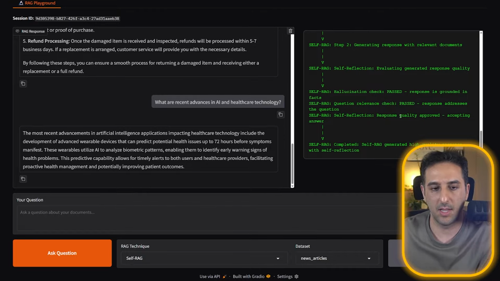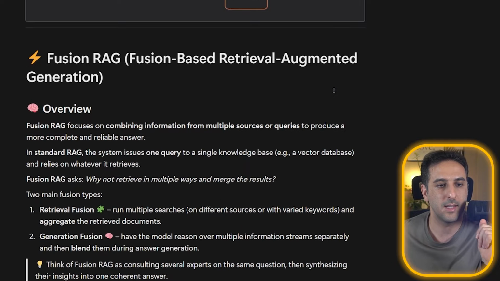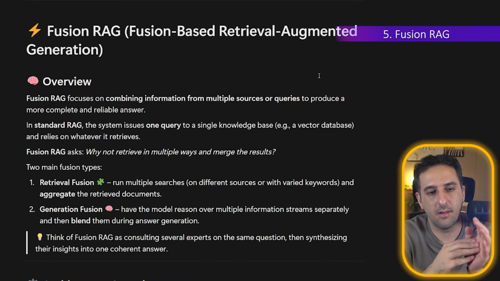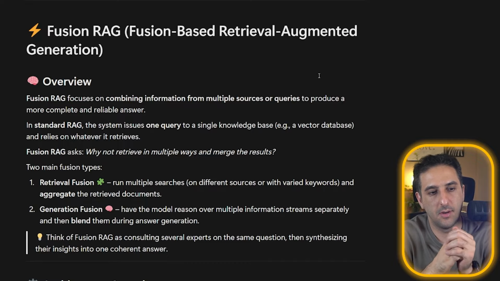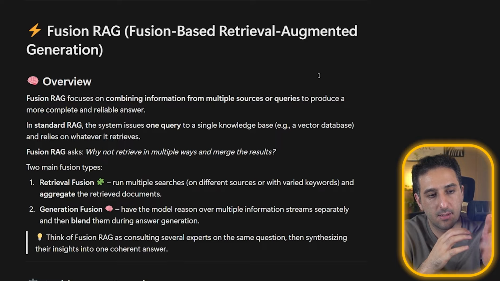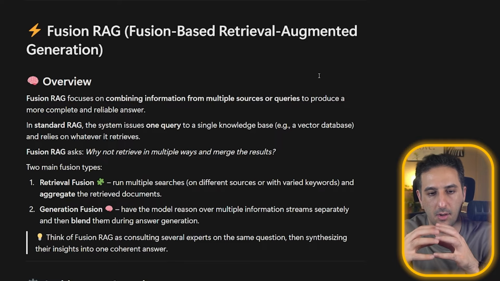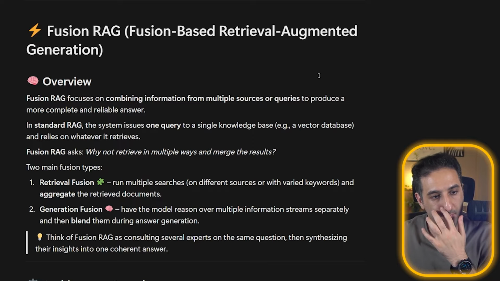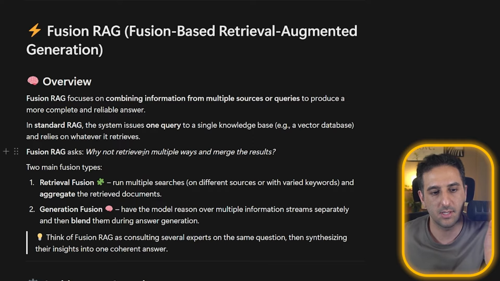So this is another behavior of our pipeline. Now let's go through our next technique, which is called Fusion RAG. Fusion RAG focuses on combining information from multiple sources or queries to produce a more complete and reliable answer. In a standard RAG, the system issues one query to a single knowledge base, for example, a vector database, and relies on whatever it retrieves. Fusion RAG asks, why not retrieve in multiple ways and merge the results?